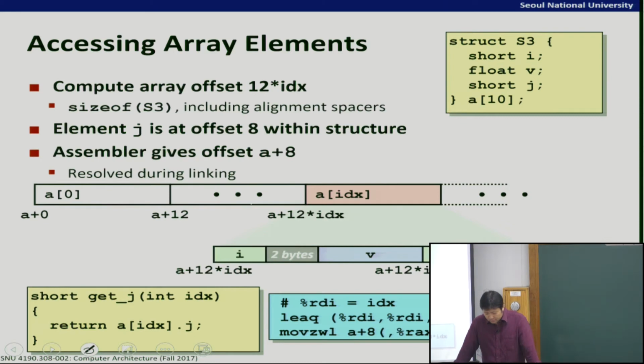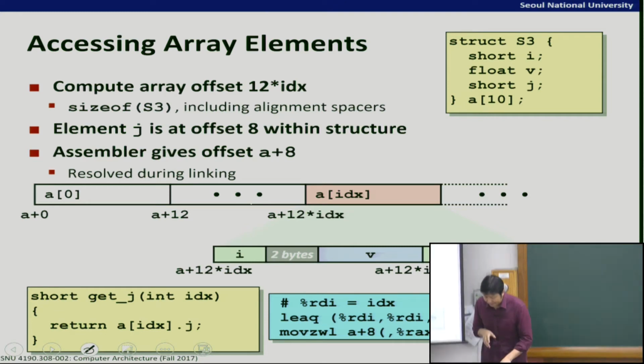So let's go back to slide 30. How can we access array elements? Here, this one shows the array of structs. We have 10 struct elements, and each has 3 fields. The compiler knows that a single struct takes 12 bytes.